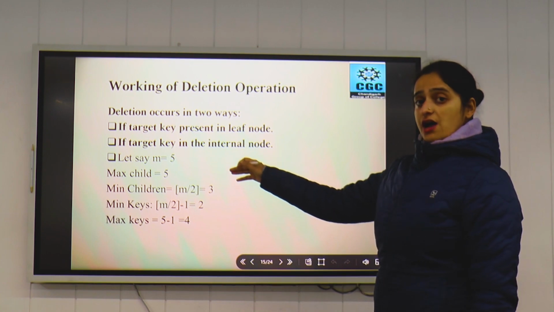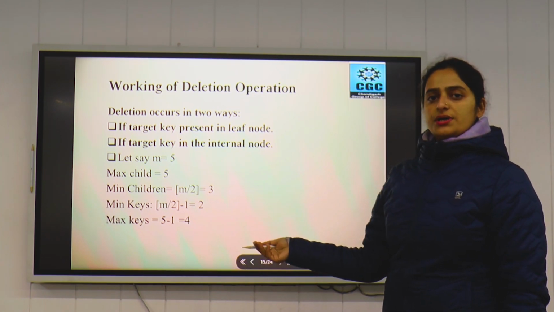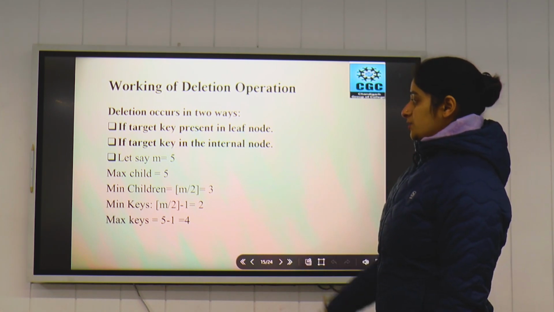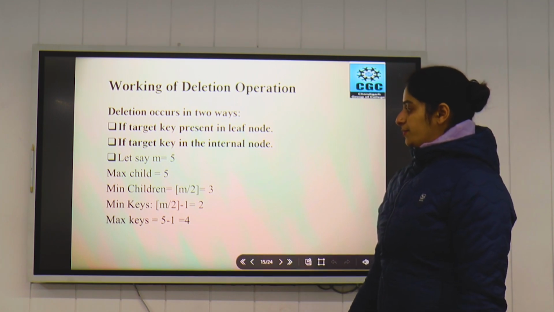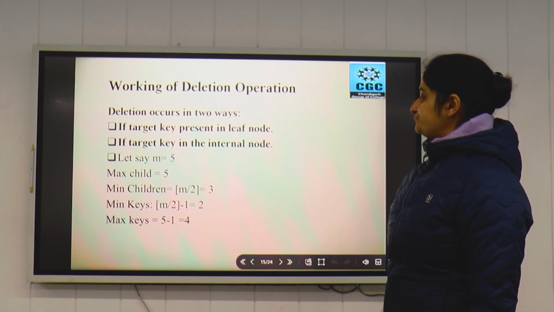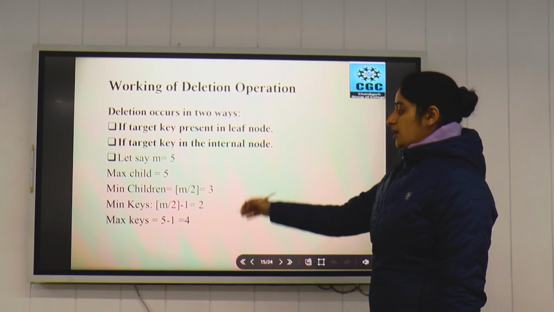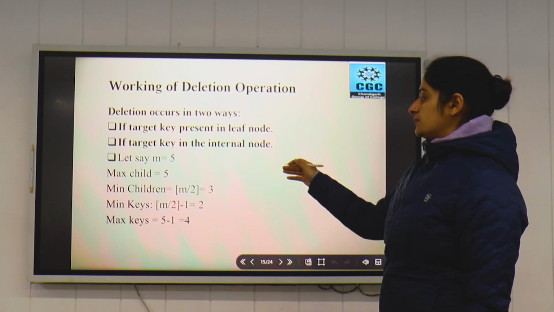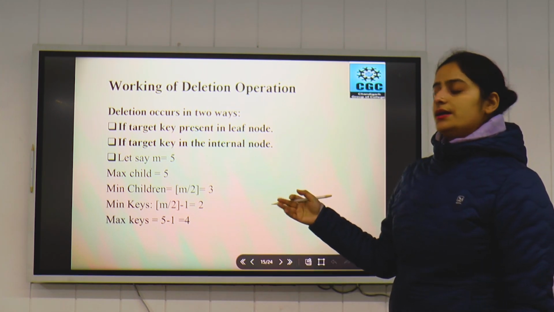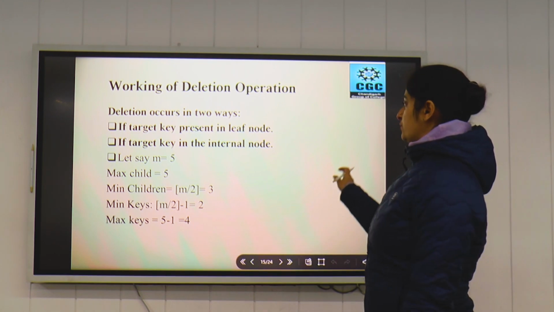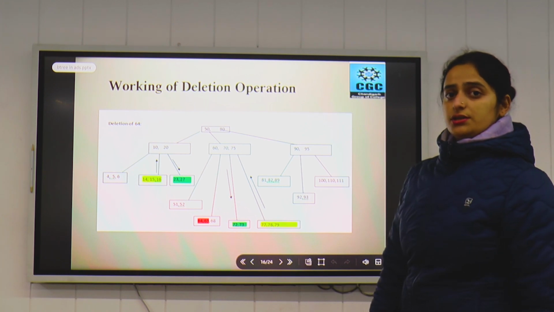So let us say I am having the order m equal to 5. So what is the number of keys? Obviously m minus 1, that would be 4. What is the minimum number of children? Minimum children we always have by m by 2, rounded up, that is equal to 3. Min keys is equal to 2, max keys is equal to 4. These are the formulas, this is the strategy with the help of which we can calculate the max and min children, min keys and the maximum number of keys.